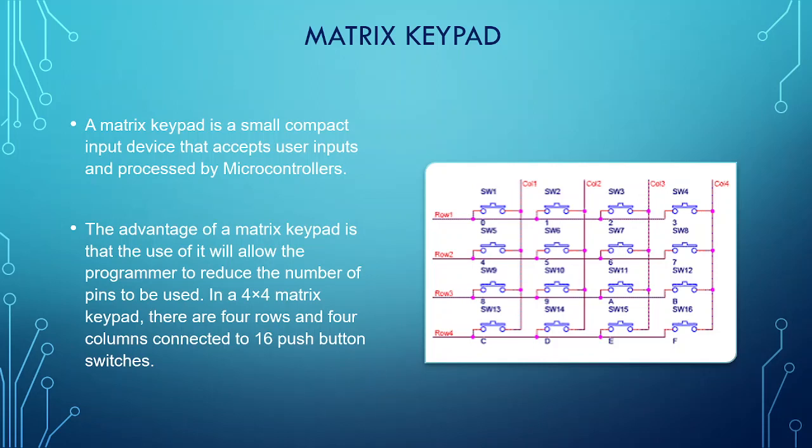The matrix keypad again consists of tactile switches that we have seen now, which is a small compact input device that accepts the user inputs, processed by the microcontrollers. The advantage of a matrix keypad is that its use allows the programmer to reduce the number of pins to be used. In a 4x4 matrix keypad, there are 4 rows and 4 columns connected to 16 push button switches. And this logic we have used in our embedded C programming.